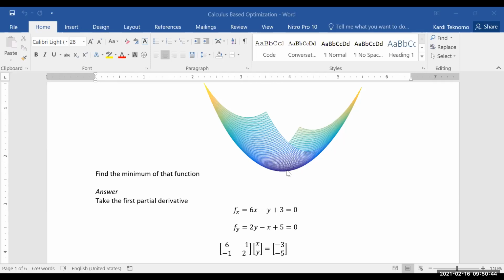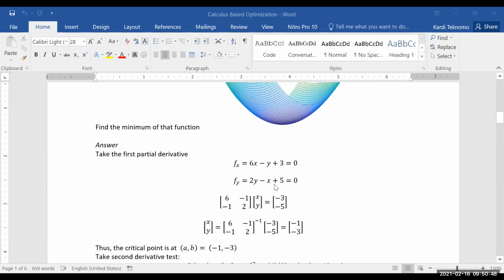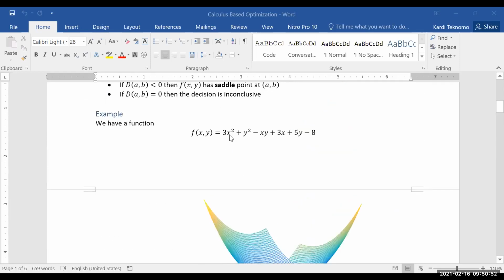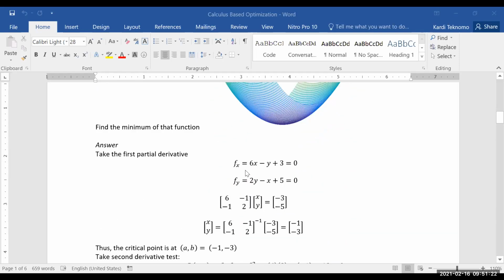So in that case, you take the first partial derivative. If you look at this function, you take the first derivative to x, that means you get what? 6x, and then y squared, the first derivative becomes 0, right? Minus xy, the first derivative becomes minus y. And then 3x, the first derivative becomes 3, the rest 0. So the first derivative fx is 6x minus y plus 3, and you equate it to 0. You take the first derivative to y, you get 2y minus x plus 5. Again, you equate it to 0. And then you solve these two equations.